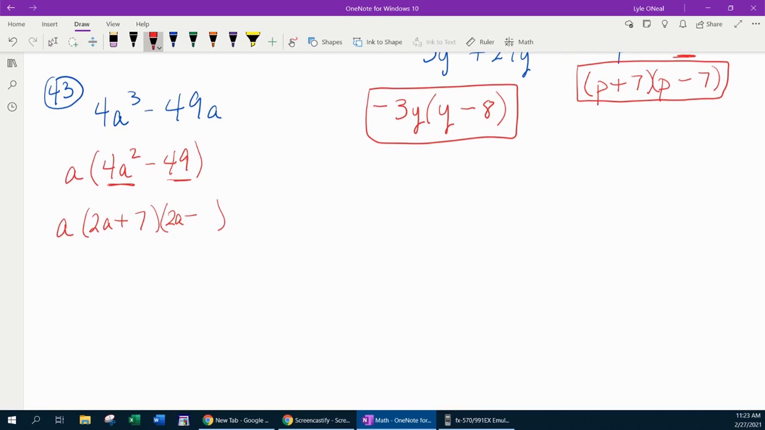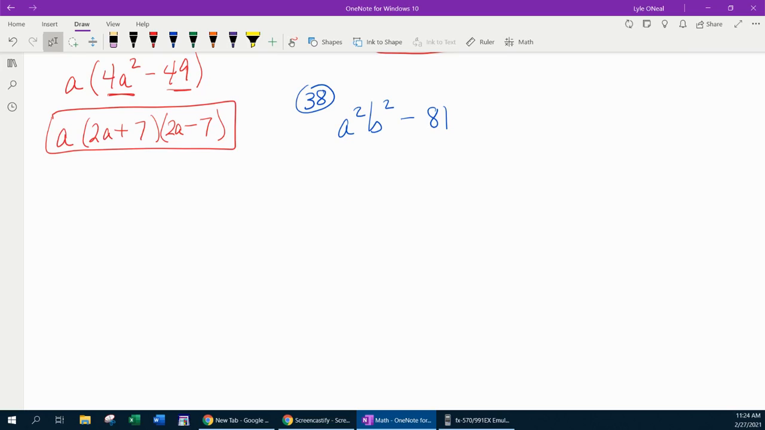So we know that that's 7 and 7. And then we're going to put a box around that because we're done. That is factored completely, and it's also factored correctly. Next, number 38. We're going to look at one more difference of squares example.